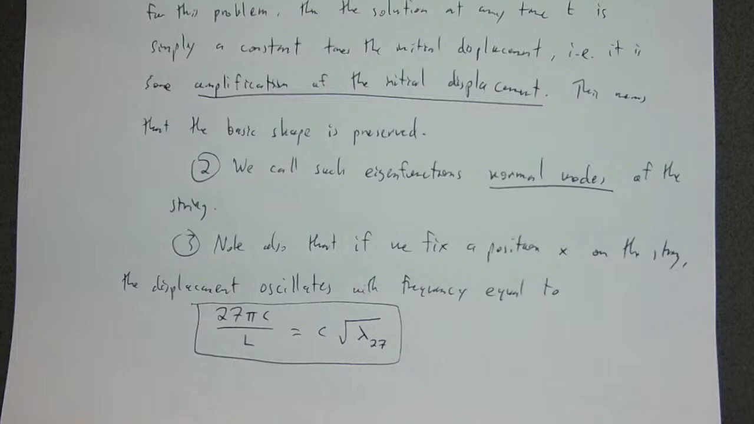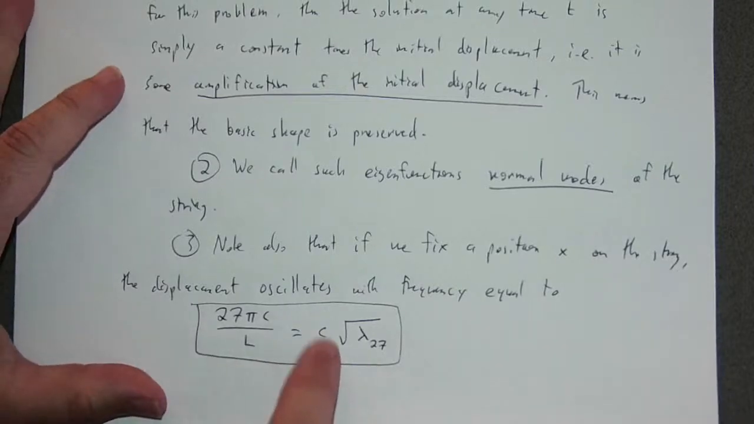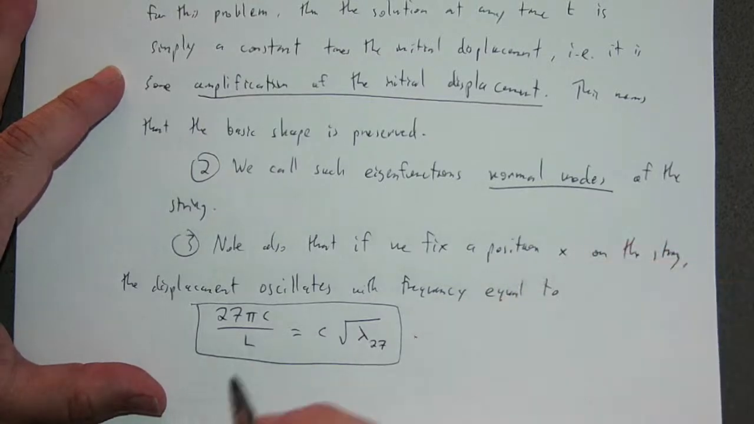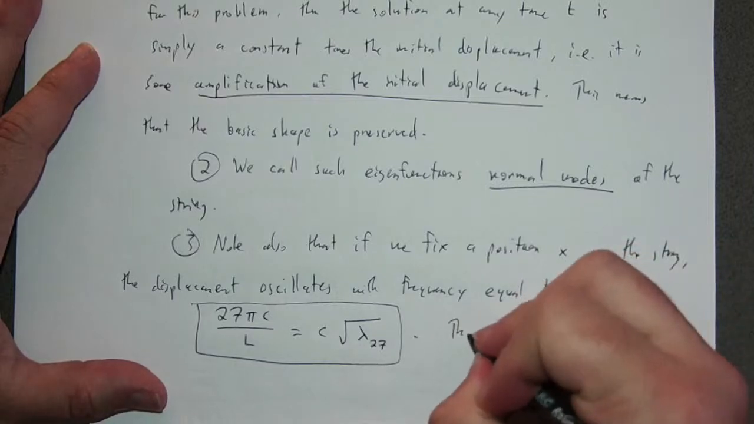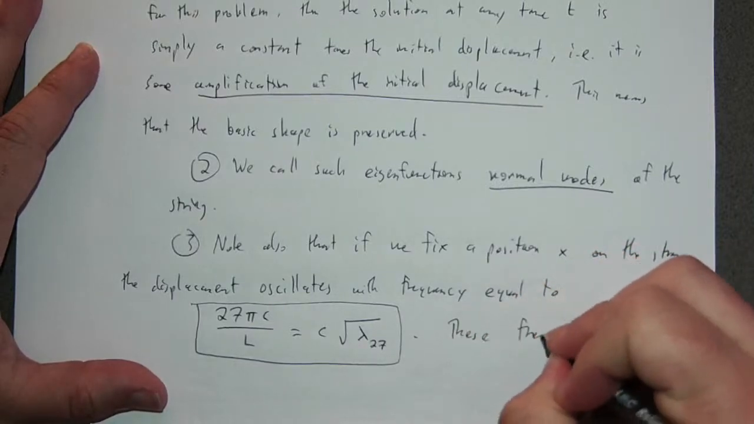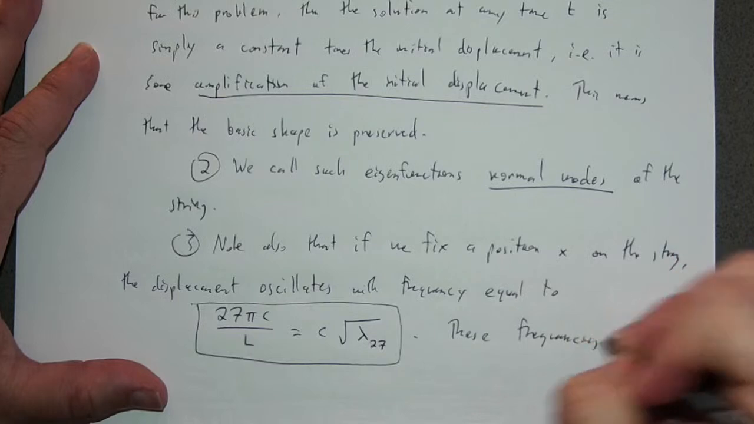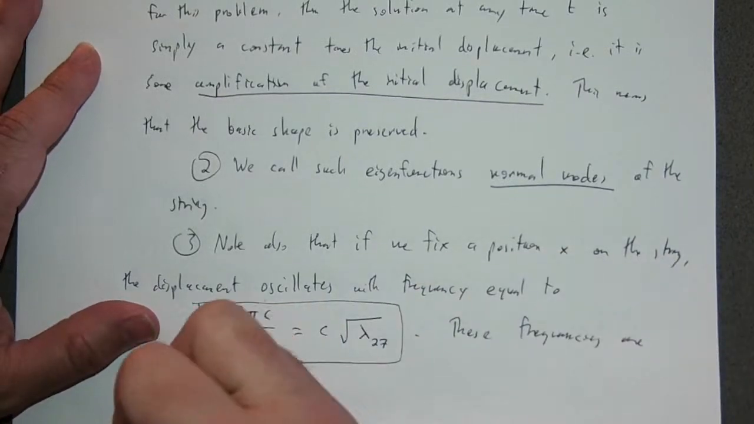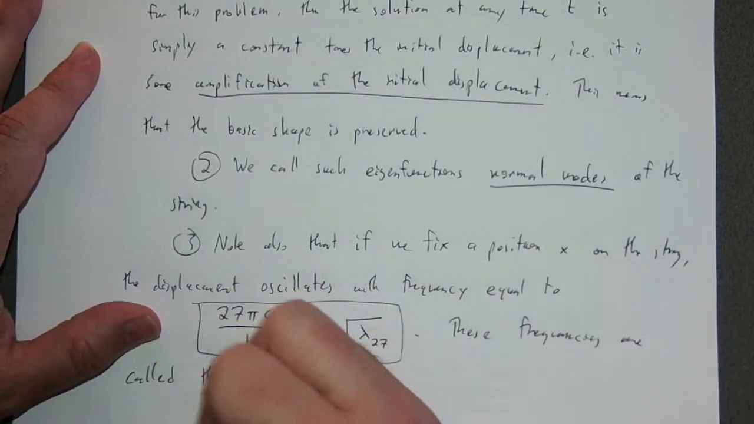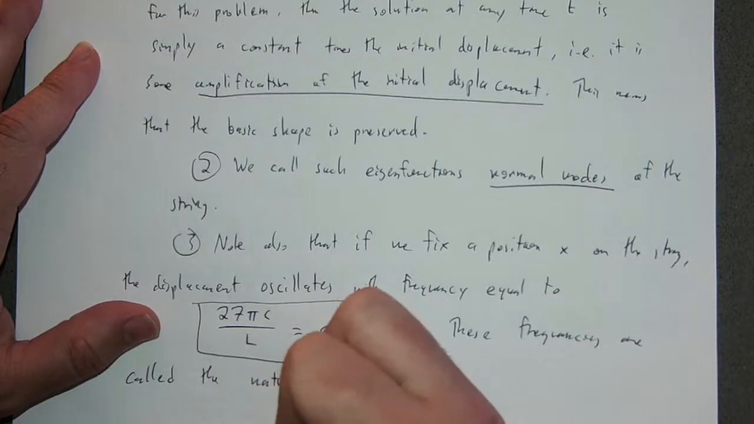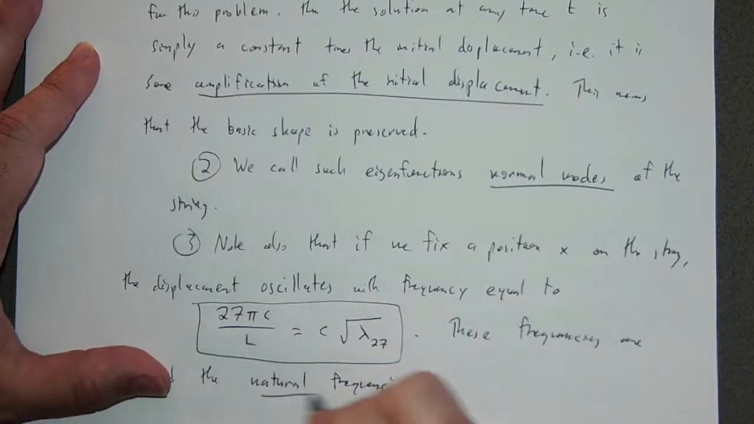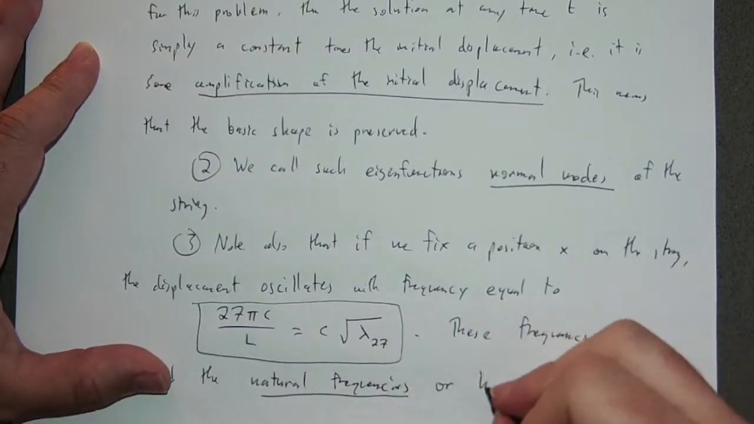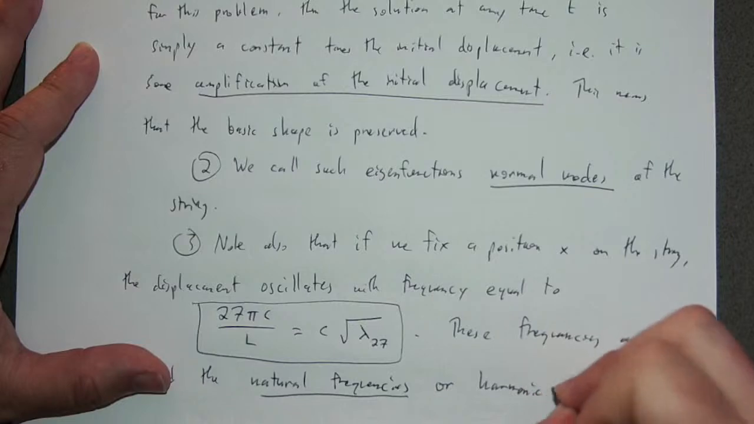These associated frequencies are called the natural frequencies or natural harmonics of the vibrating string. So these frequencies are called the natural frequencies or harmonics of the string.